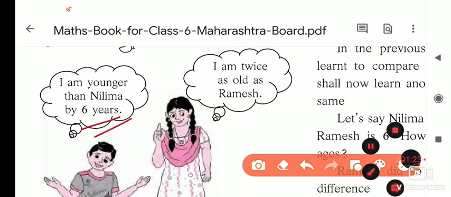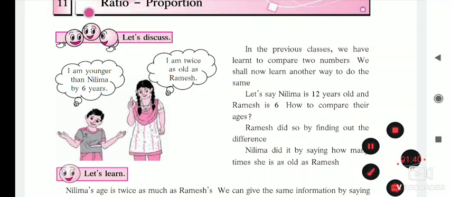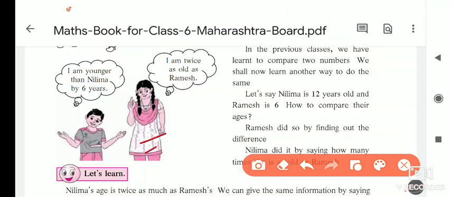Ramesh is 6 years younger than Nilima. He said that he is younger. Now, from this discussion, we are understanding the age of Nilima. How much is it? 12 years. How? I am younger than Nilima by 6 years, means he is smaller than Nilima by 6 years. And she said that she is double the age of Ramesh. So from this discussion, we can conclude that Nilima's age is 12 years and Ramesh's age is 6 years.